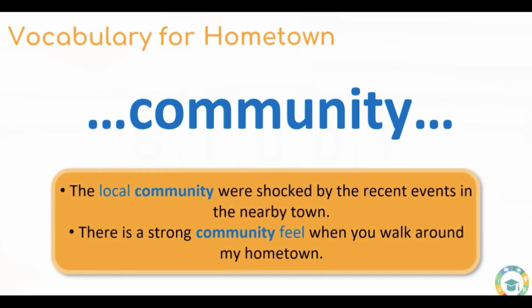The local community was shocked by the recent events in the nearby town. Local community is a collocation we use to talk about the area where people live. There is a strong community feel when you walk around my hometown. Again, another native sounding phrase, community feel. It is often used to talk about somewhere that feels friendly and welcoming, a great or strong community feel. So there's some examples of community in relation to hometown.